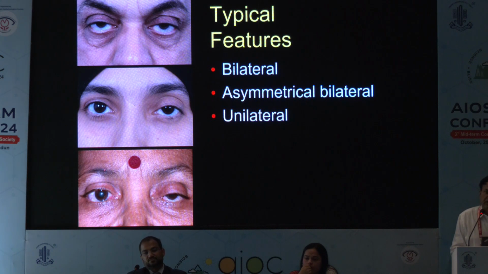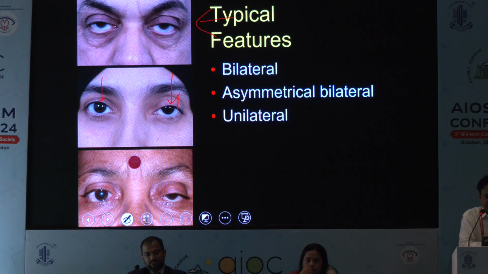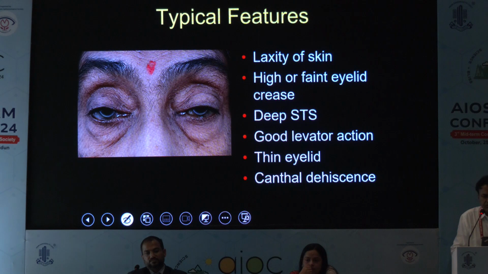Typical features are that it is bilateral. As you see here, it is bilateral symmetrical. It could be bilateral asymmetrical. Left eye does have ptosis. When you lift the left upper lid to its non-ptotic position, the right eye droops; that is Hering's law. Then it could even be unilateral. As you see here, this patient had a history of cataract surgery with a bridle suture of the superior rectus, following which he developed acute onset ptosis.